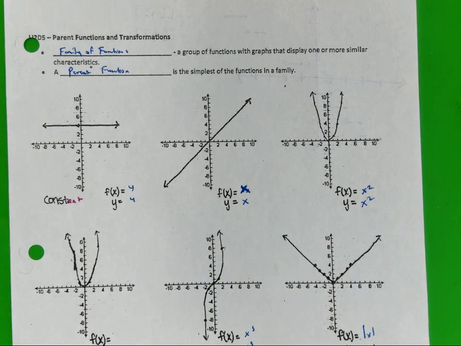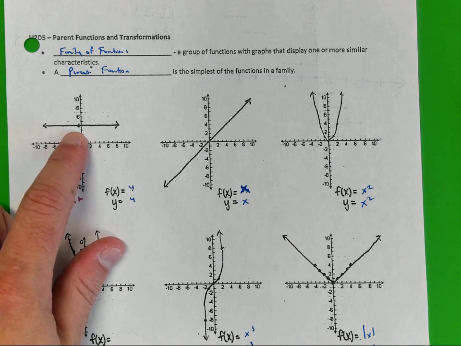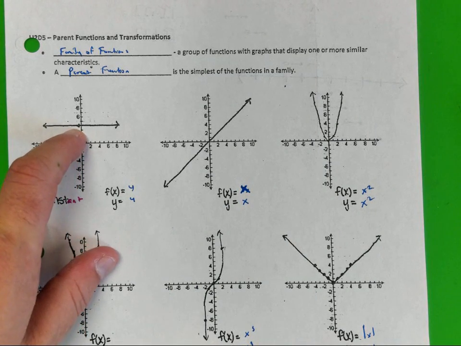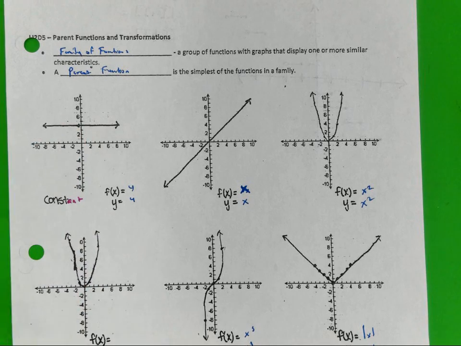So a straight horizontal line is called a constant function. And in this case, it's y equals what? 4, because it's going through the 4, isn't it? So tomorrow I might give you y equals 2. You know to go to the y-axis, put a dot at 2, and draw a horizontal line. Do you see how that works?